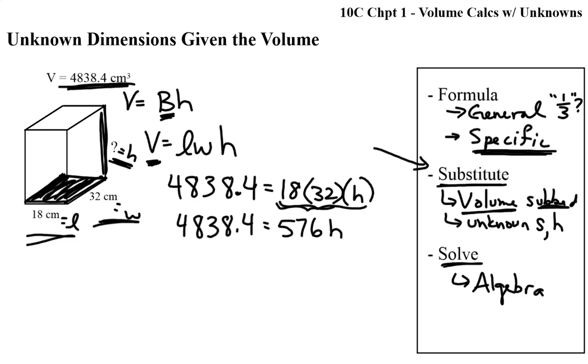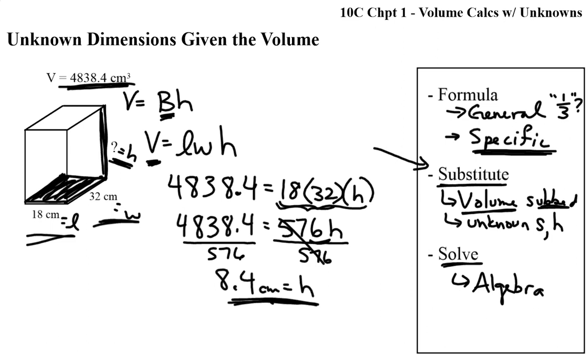And now we solve for h. They're attached by multiplying. So we're going to divide by 576 and divide by 576. And that will isolate the h, which is what we're trying to find. So when we do that calculation, we end up with 8.4, and these units are centimeters, equal to h. I don't need to cube it because this isn't the volume, this is just the height, and the height is 8.4.